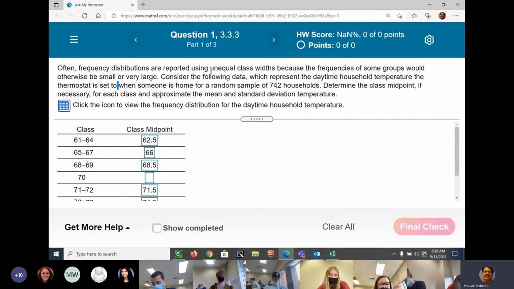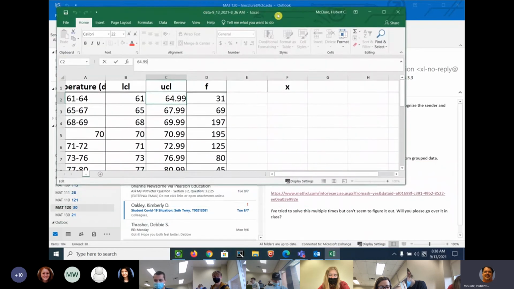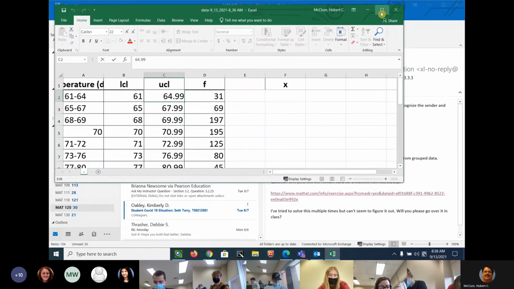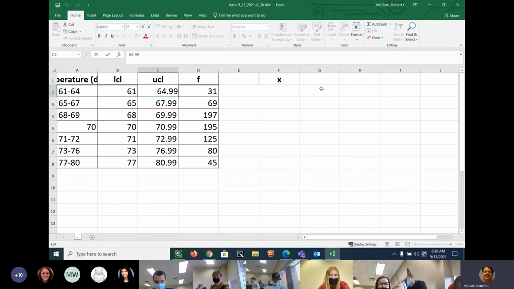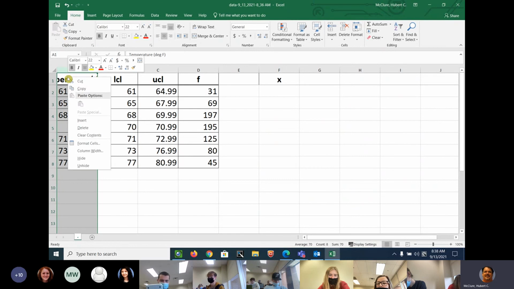Often frequency distributions are reported using unequal class widths because the frequencies of some groups would otherwise be too small or too large. Consider the following data. Determine the class midpoint if necessary for each class and approximate the mean. All right, I'm just going to do the problem the way it's supposed to be done, and the way I would want you to do it on the test. This one is a frequency distribution, and I'm just going to delete this right here because it's false.